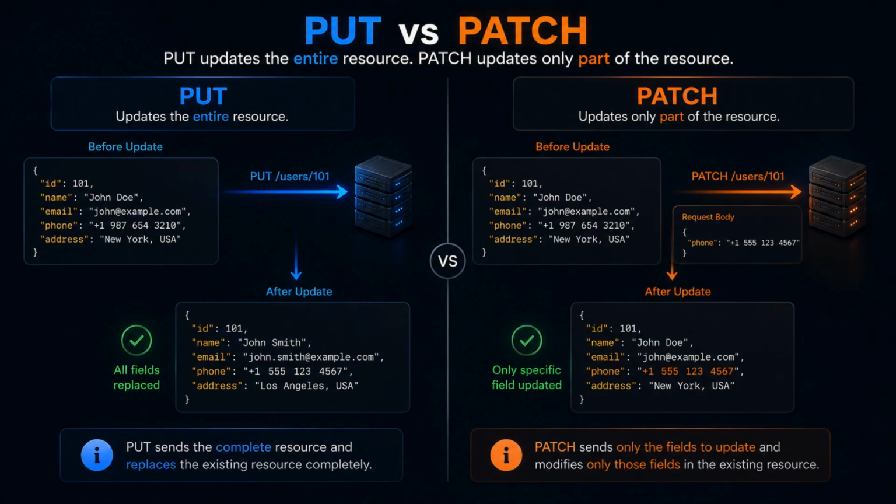A simple way to remember the difference is PUT updates the entire resource. PATCH updates only part of the resource. Although many APIs support PATCH, you'll often see developers use PUT for complete updates. We'll demonstrate both methods in separate videos later in this series.